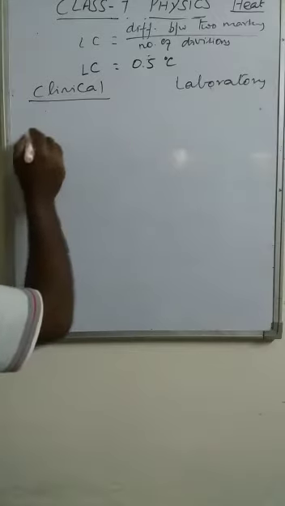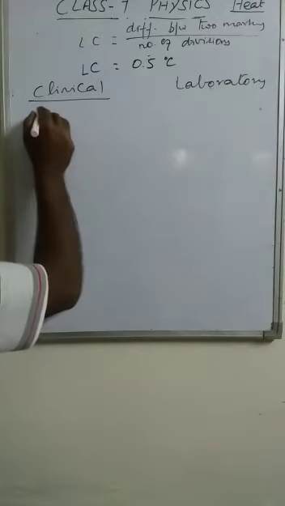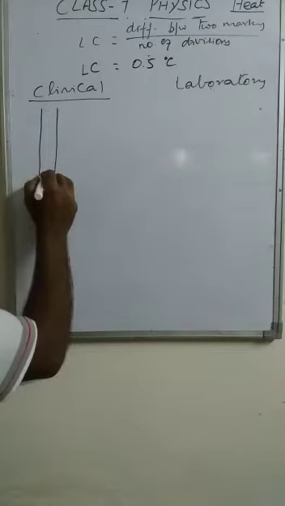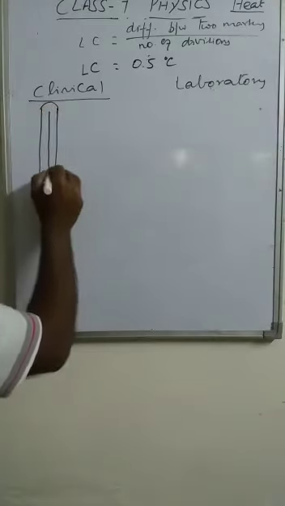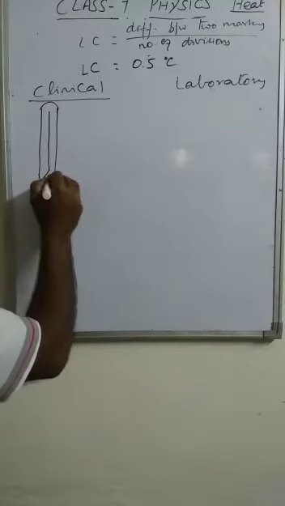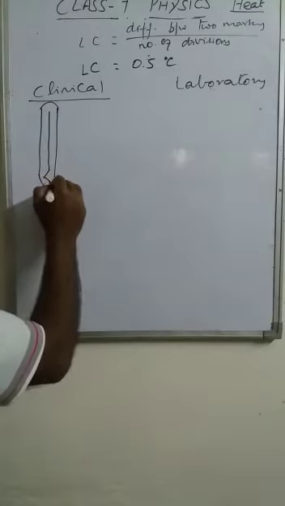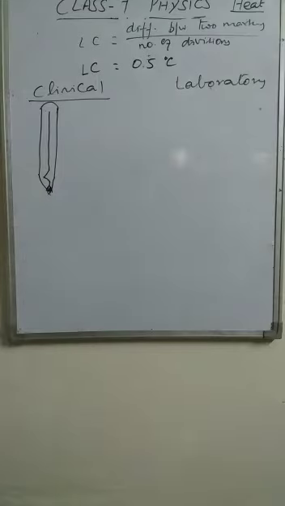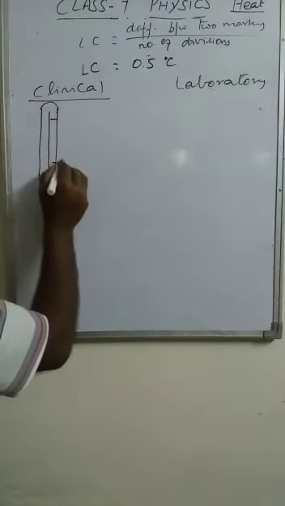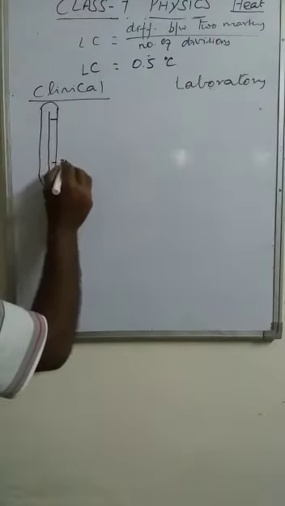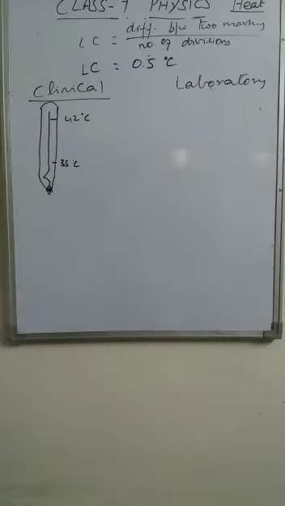This is, let me draw the clinical thermometer roughly. Thermometer here, and it has the kink in it. I already mentioned what is the use of kink. Here the variation is 35 degrees Celsius to 42 degrees Celsius. While we use this thermometer, what precautions must be taken?